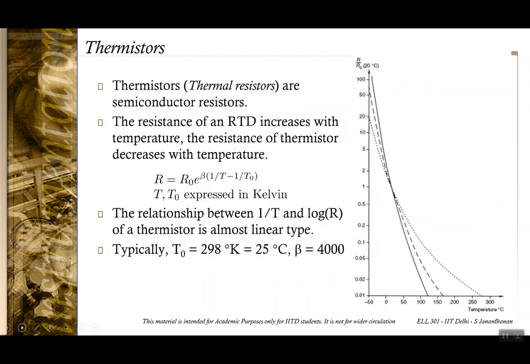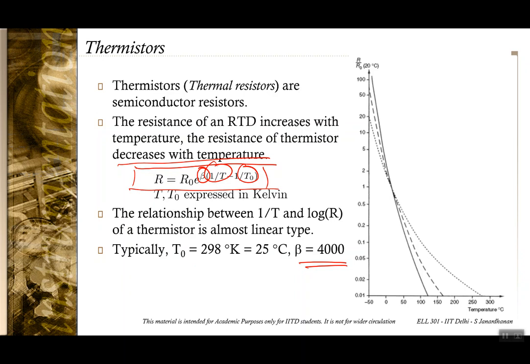Okay. So next, after the RTDs, we will look into thermistors or thermal resistors. These are semiconductor resistors, and contrary to the case of RTD, the resistance of a thermistor decreases with temperature and is usually given by this nonlinear equation, where the factor beta is of the order of a few thousand, and T1 and T0, the base temperature and the temperature being measured, are in Kelvin.